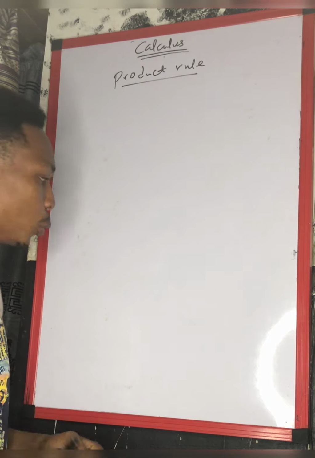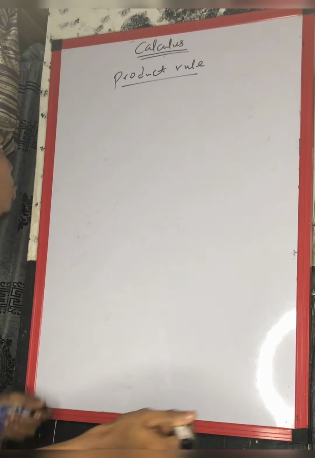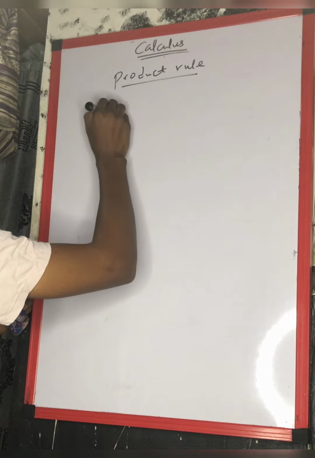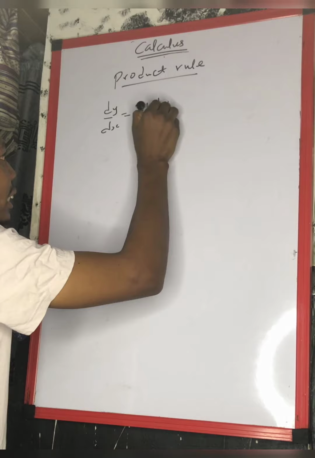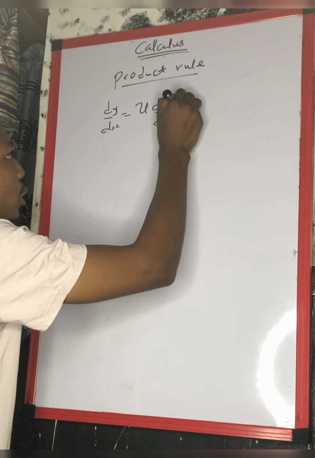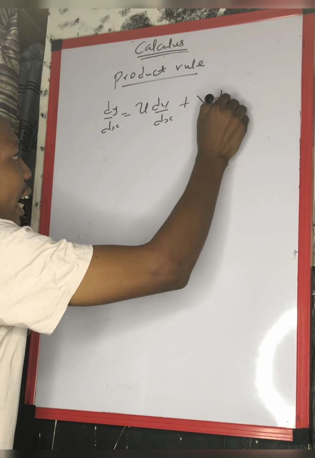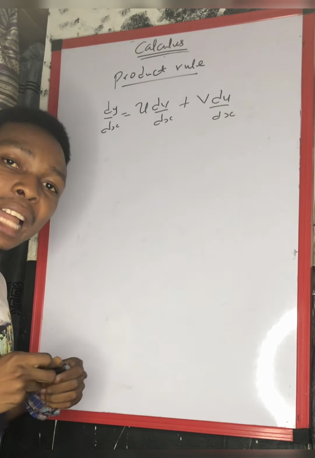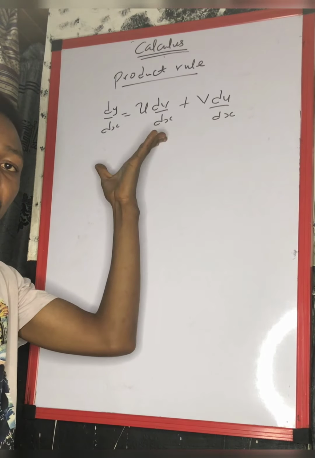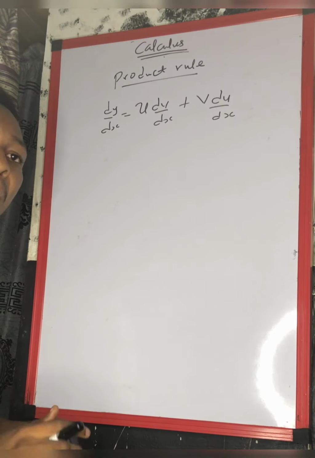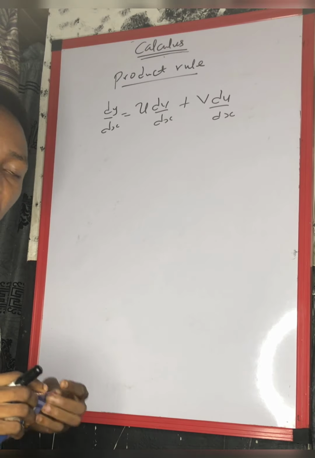In the product rule we have a formula for it, and the formula for the product rule is dy/dx equals u dv/dx plus v du/dx. So this is the formula for the product rule, and there's a way they got this formula. Now, you need the ability to identify the question.